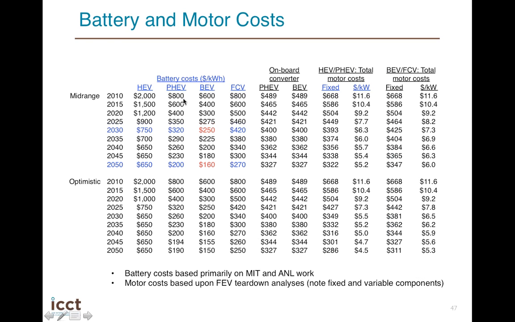Battery and motor costs. The battery costs, let's talk about 2030. They're very different depending upon the size of the battery pack. So your battery electric is going to have the lowest cost per kilowatt hour because the large battery pack means that they don't need high power cells. As you go to smaller battery packs, the cost per kilowatt hour goes up to provide the power that's needed. So $250 in 2030, $160 in 2050. These are the mid-range case. These are right in line with other assessments we've seen of future battery costs.